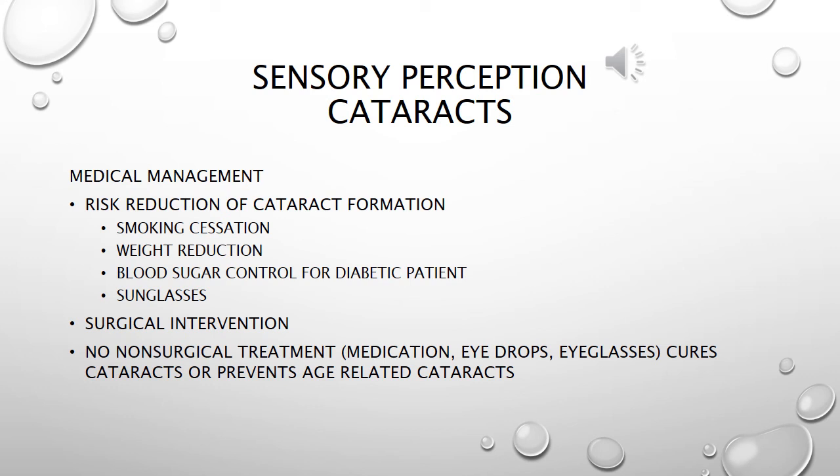Cataract is a leading cause of blindness in the world. The medical management would include the risk reduction of cataract formation, having the patient with smoking cessation, weight reduction, blood sugar control for diabetic patients, and wearing of sunglasses. Surgical intervention is an option. A non-surgical treatment, such as medication, eye drops, or eyeglasses, cures cataracts or prevents age-related cataracts.